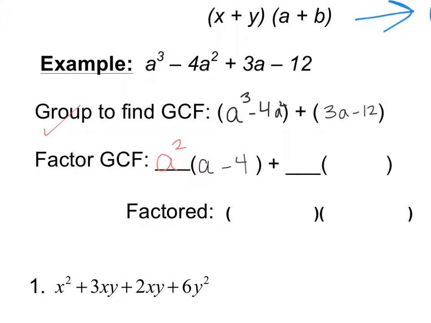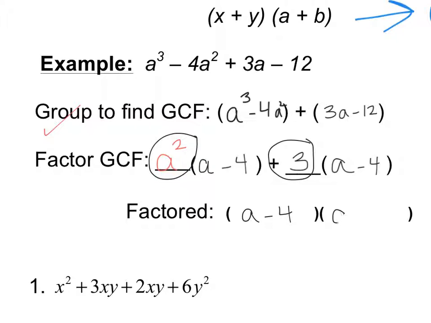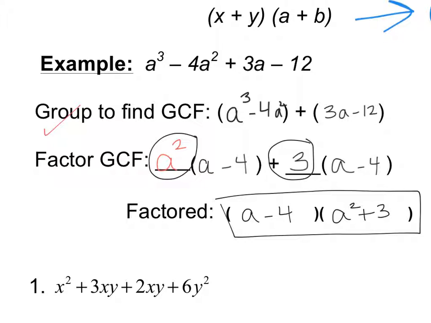Now let's look at the next group. 3A minus 12. What's common between them? 3 and 12 are both divisible by 3, so 3 is in common. Now, 3 divided by 3 is a 1, so that's 1A. And then don't forget to copy down the minus. 12 divided by 3 is a 4, so that would give you a negative 4. Now let's look at what I have inside the parentheses, A minus 4 and A minus 4. That would be my first factor. My second factor is whatever I have on the outside, the GCF. So that would be A squared plus 3. And there you go, I have just factored four terms.